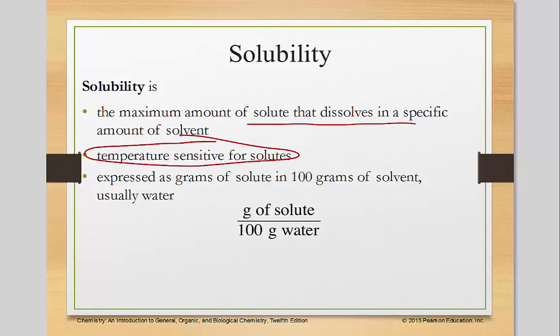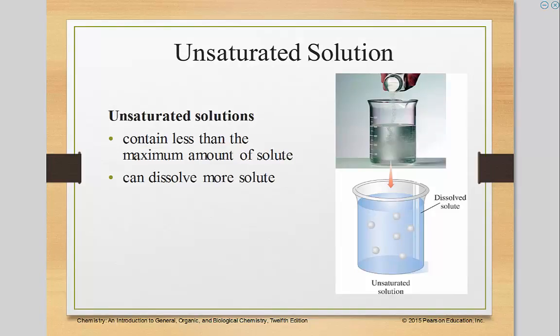It's typically expressed in grams of the solute per 100 grams of water. And they refer to it with water simply because it's the most common solvent. If we're looking at something that's unsaturated, that means it can actually dissolve more. There's more room for those solutes to go in there. You can actually physically see it because nothing settles on the bottom. It's all in solution, and you could actually put more in if you wanted to.